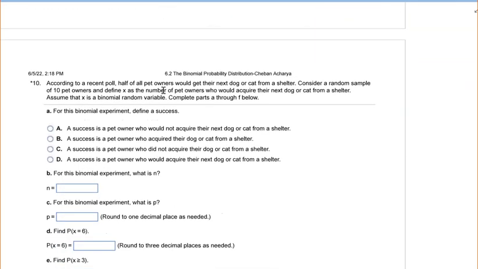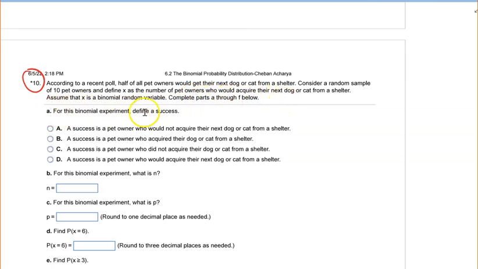Okay, question number 10. According to a recent poll, half of all pet owners would get their next dog or cat from the shelter. Make sense? Consider a random sample of 10 pet owners. That means here the number of trials is 10, and X is the number of pet owners who would acquire their next dog or cat from the shelter. Assume X is a binomial random variable. Complete parts A through F.